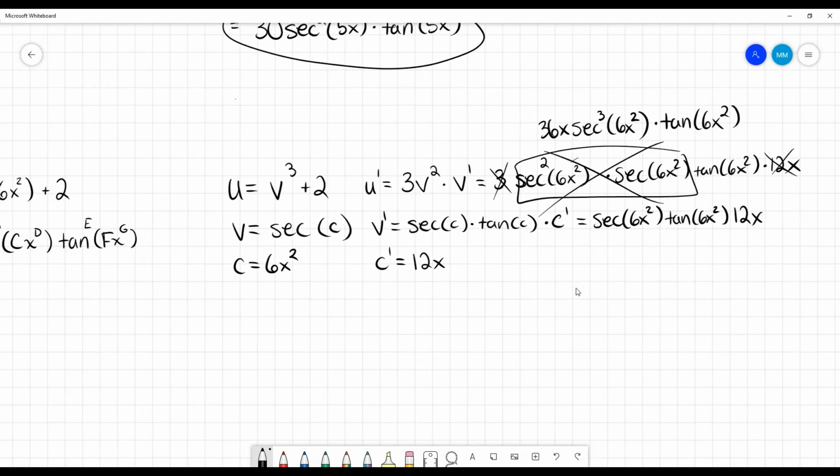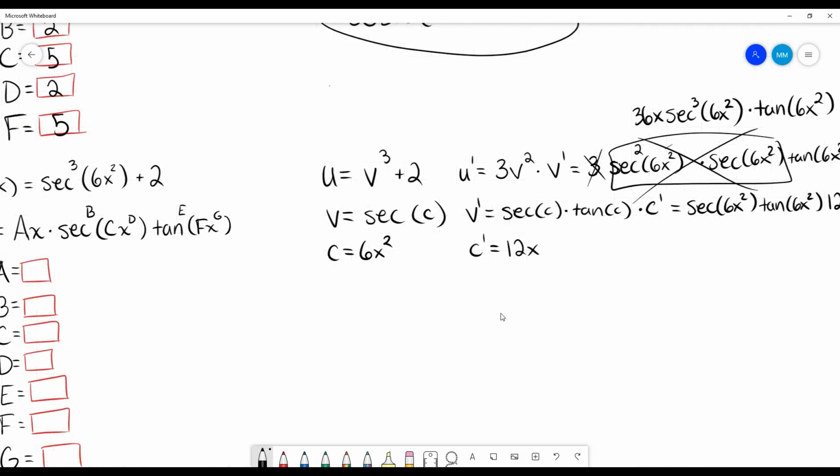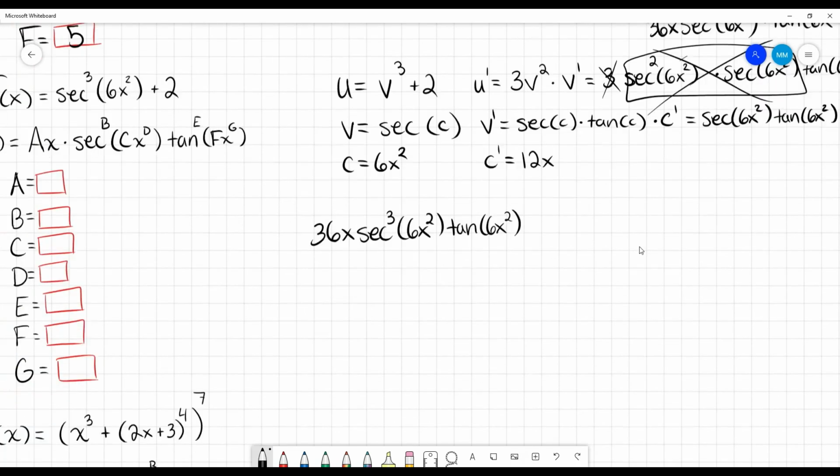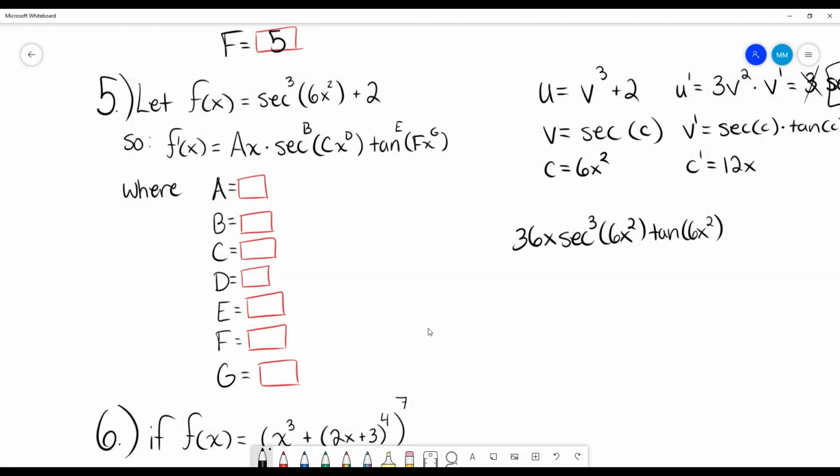And let's see, is that in the form we want it to be in? I'll rewrite it down here actually, so that we can see it clearly alongside the question. Okay, yep, that's it. And so we've got an ax times secant to the power of b of some inside times tangent to the power of e of some inside. Yep, that is the exact way we've got it written here.